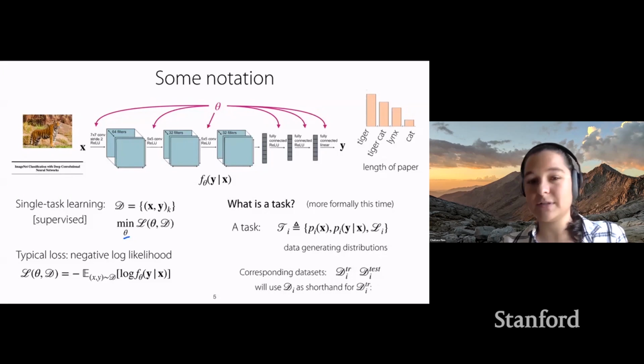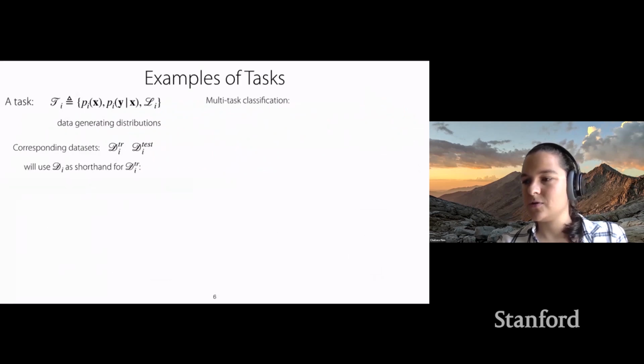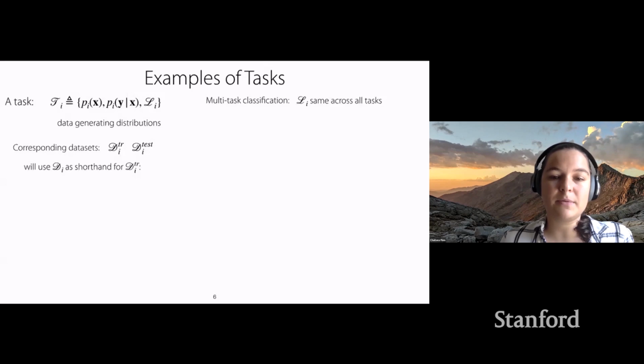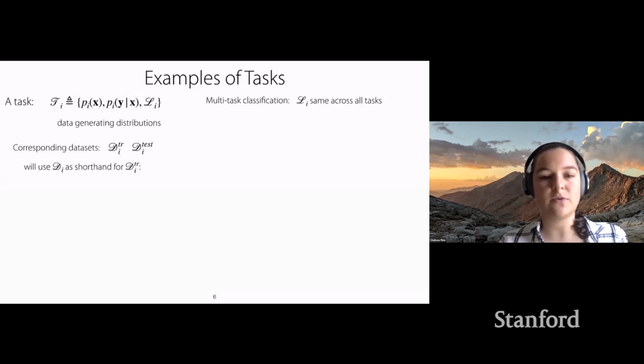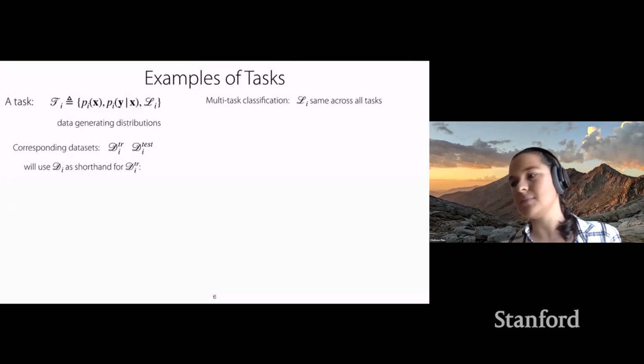Now let's look at a few examples of what tasks might look like. One version of a multitask learning problem would be multitask classification, where maybe you want to be able to classify different kinds of objects. In this setting, the loss function is going to be the same across all of the tasks. It might be negative log likelihood or cross entropy loss or something.